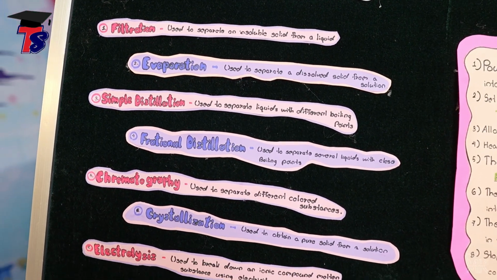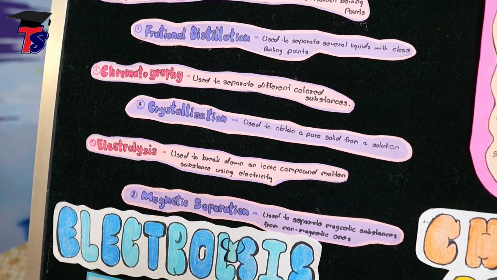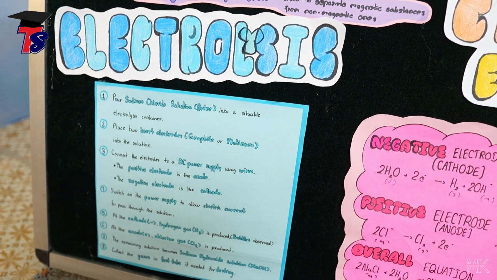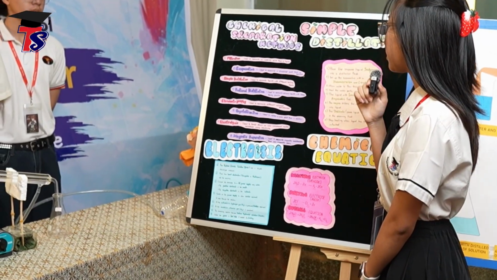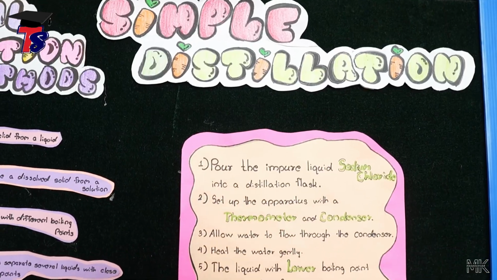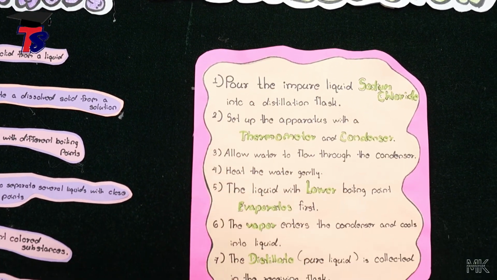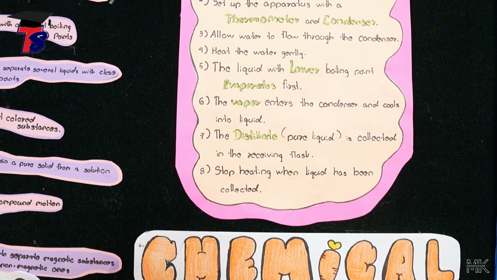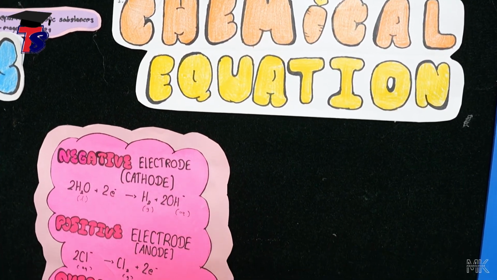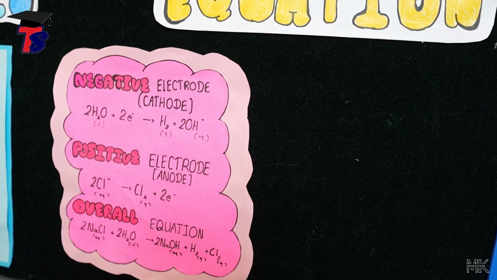We have chemical separation methods, and we've come up with 8 methods, which are filtration, evaporation, simple distillation, which is used to separate liquids with different boiling points, fractional distillation, chromatography, crystallization, electrolysis, and lastly we have magnetic separation. Among these 8 methods, we'll be doing simple distillation and electrolysis today.